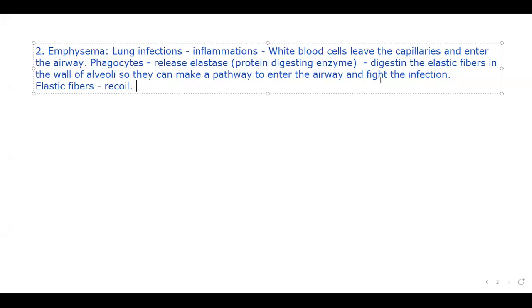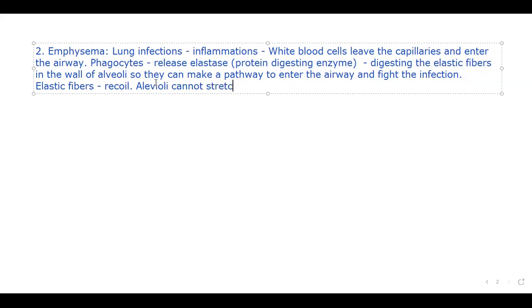If most of the time they are digesting the elastic fibers, when are they going to get a chance to repair themselves? Never. Normally, in a normal person, even if there is a lung infection, the body gets time to repair itself. In a person who's constantly sick, these phagocytes are constantly producing the enzyme, constantly digesting the elastic fibers. Hence, there's going to be constant damage and not enough chance for the alveoli to repair themselves. As a result, the alveoli cannot stretch.